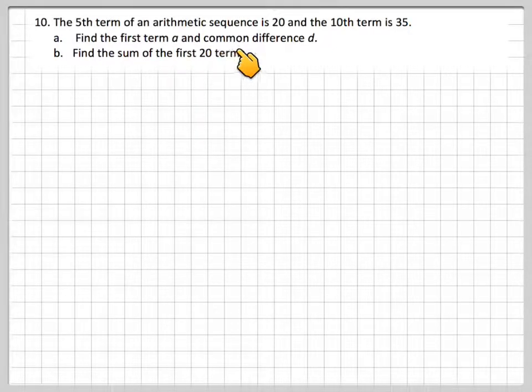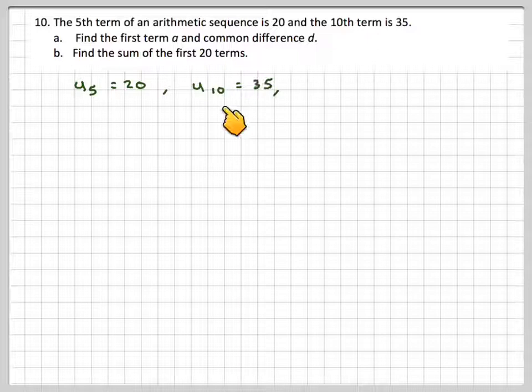The fifth term of an arithmetic sequence is 20, the 10th term is 35. Find the first term A and the common difference D. So we've got the fifth term is 20, so here n is going to be 5. We've got the 10th term is equal to 35, therefore this n is going to be 10 here. We don't know A and we don't know D.